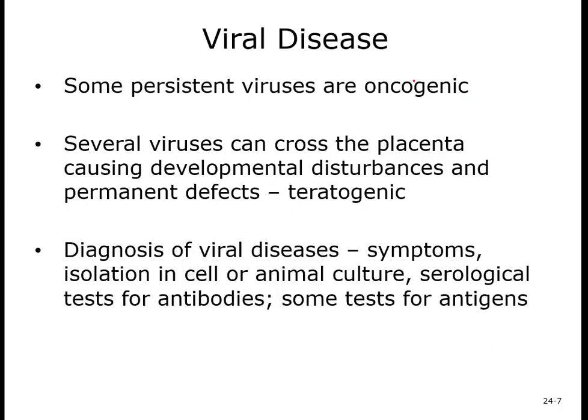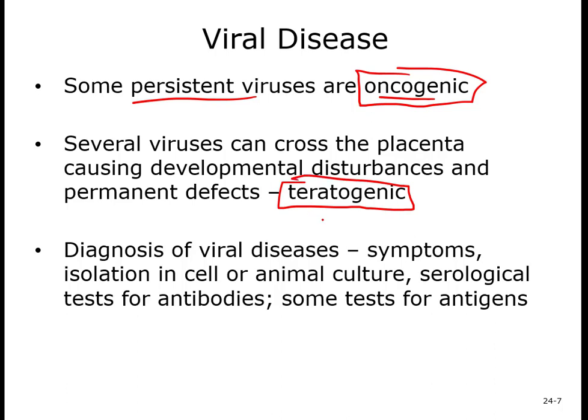Don't forget, if you see that word oncogenic, it means that the virus is associated with cancer. So mostly persistent viruses, and as you'll see, some of these DNA viruses are actually oncogenic. If the virus is teratogenic, that means it can cross the placental barrier and potentially cause developmental or permanent defects to the fetus. And as you will see, there are some DNA viruses that are teratogenic, mainly in the herpes family. Diagnosing viral disease we talked about in the last chapter. A lot of times we'll use ELISA or other serological methods, such as Western blot, or they might use genetic methods, genotypic methods, such as PCR.